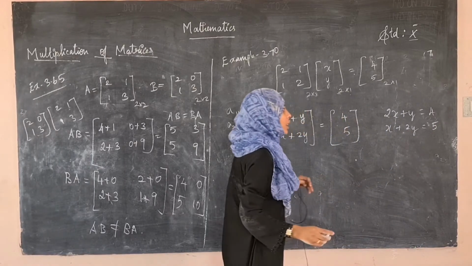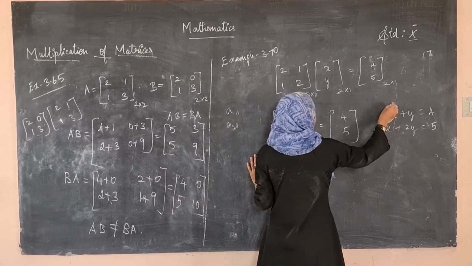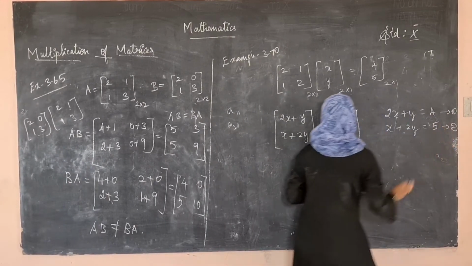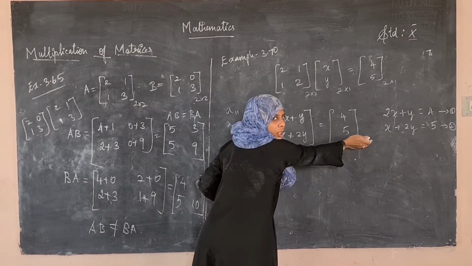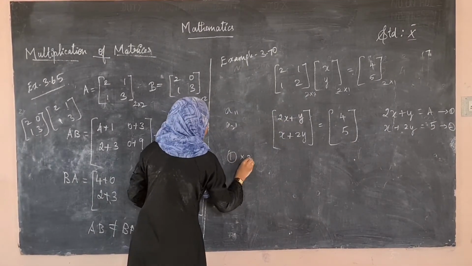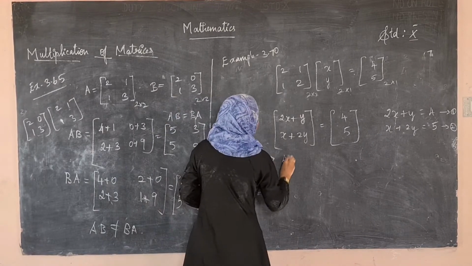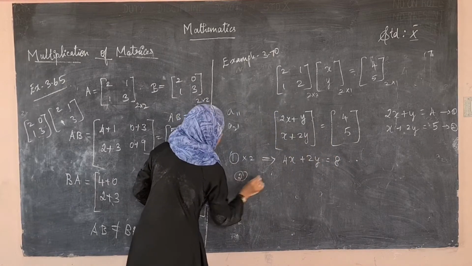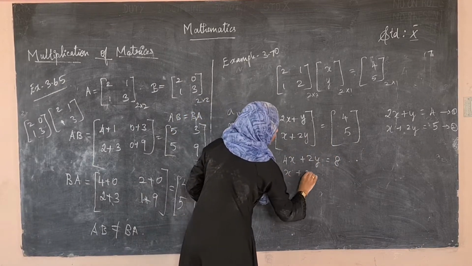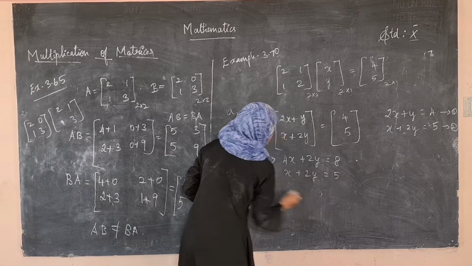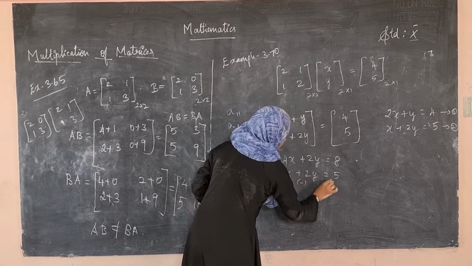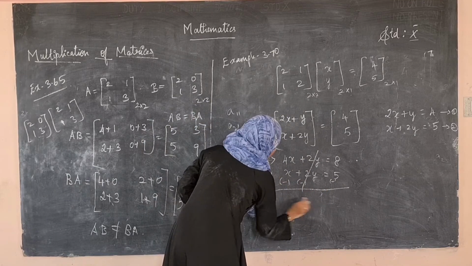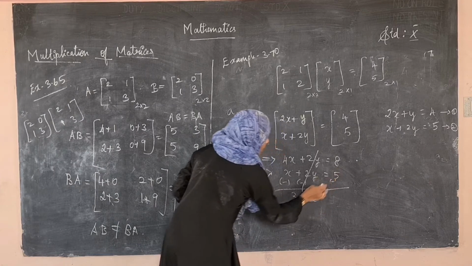Now let this be first equation and this be second equation. What we are going to do is solve for this. Multiply the first equation by 2: 4x plus 2y is equal to 8. And then the second equation: x plus 2y is equal to 5. Change the sign for this equation. What happens? The 2y gets cancelled. 4x minus x is 3x. 3x is equal to 8 minus 5, which is 3.